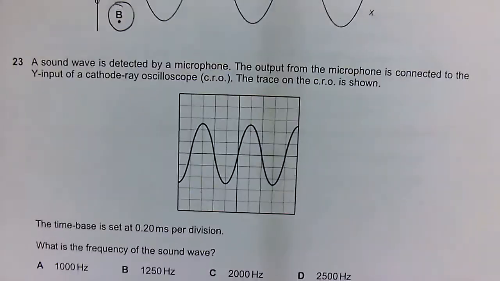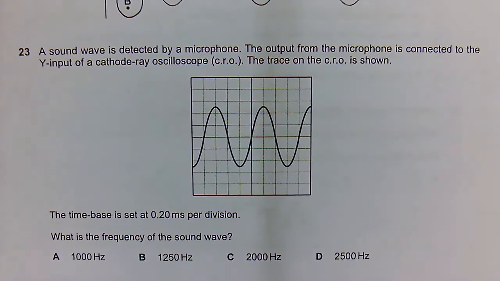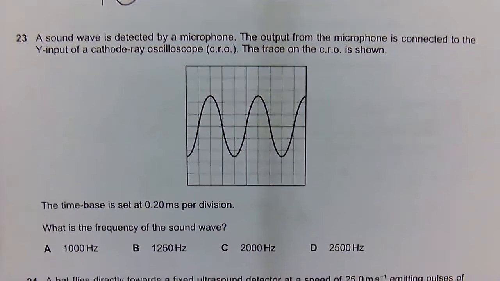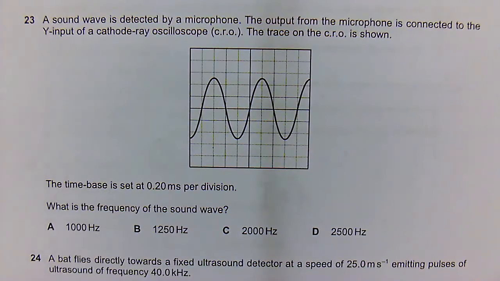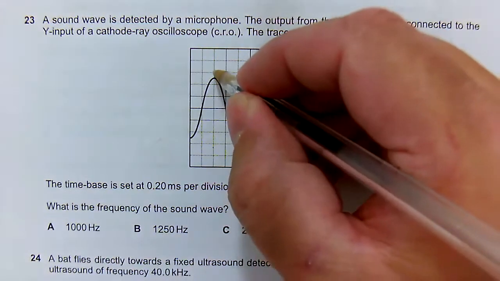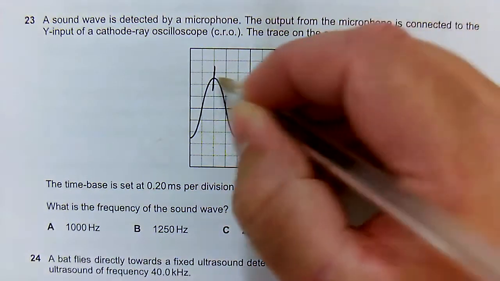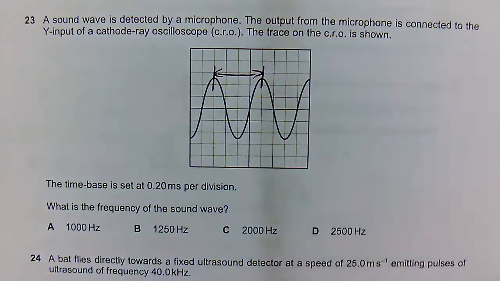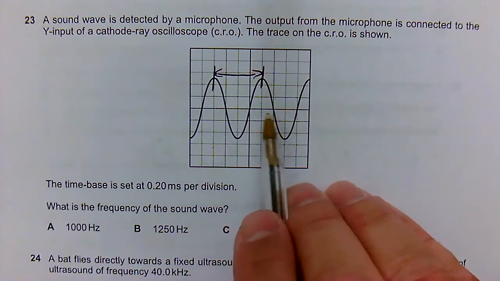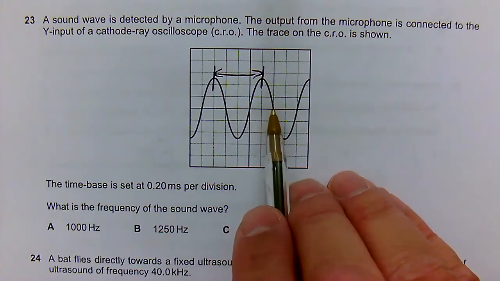Number 23, got a sound wave detected by a microphone. The output's shown on the cathode ray oscilloscope. So this is an oscilloscope question. It tells you the time base is set at 2 milliseconds per division, and it wants to know the frequency. So what you're looking at is the number of squares between the two peaks here. You could do it at the midpoints, it's exactly the same. Technically, really, in the real world, we use the midpoints just because it's much easier to measure absolutely precisely.